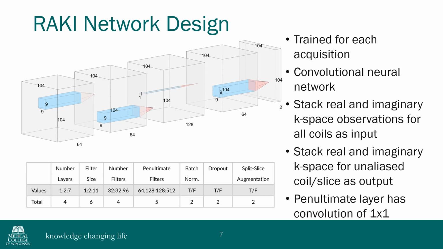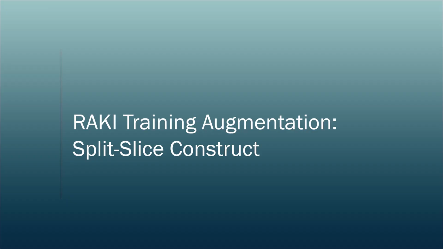The input includes a real-valued representation of the acquired complex-valued multi-channel data, with real and imaginary observations for each coil included as unique input layers. The output is the desired complex-valued k-space for the coil and slice. The table shows a number of hyperparameters for the RAKI network which were considered through an exhaustive grid search in our experiments. Here we introduce ideas from split-slice GRAPPA into the RAKI deep learning reconstruction technique.